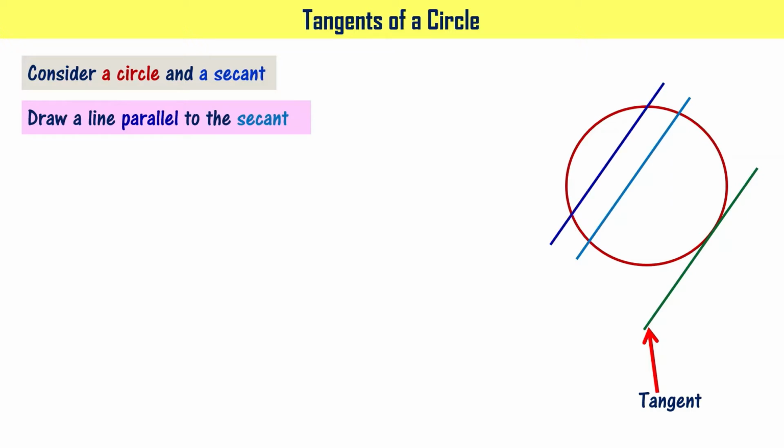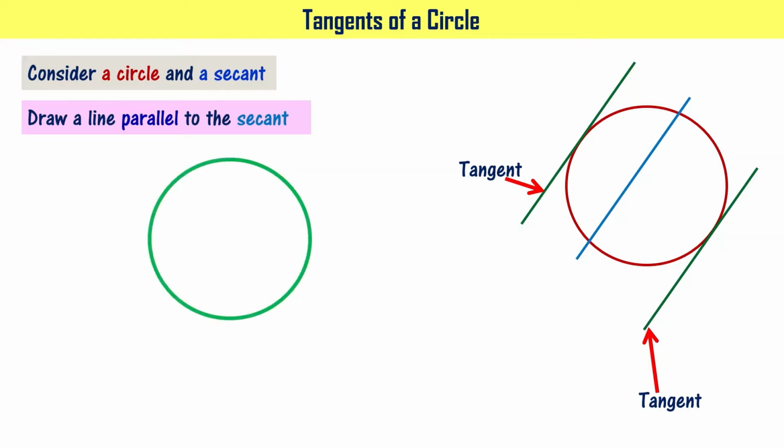Let me draw a parallel line to the secant on the other side of the circle as shown here, the dark blue colored line. That is also a secant, right? Now, let me draw another line parallel to the given secant. As you see here, this particular line is touching the circle at only one point. That's why that particular line is also called a tangent, right? So we have two green color lines which are tangents to the circle and parallel to the given secant, that is shown using blue color line, right?